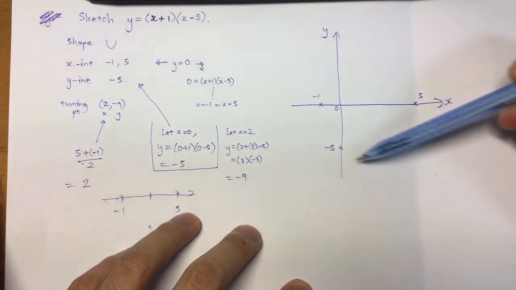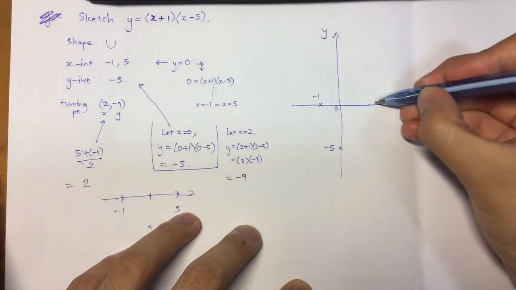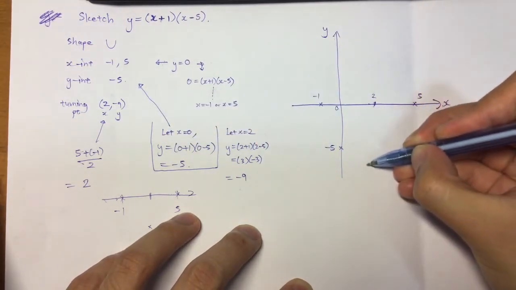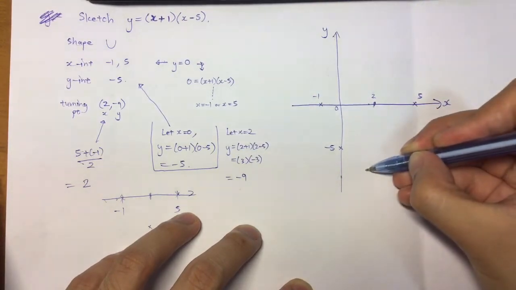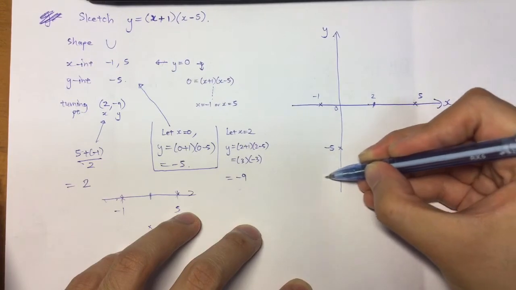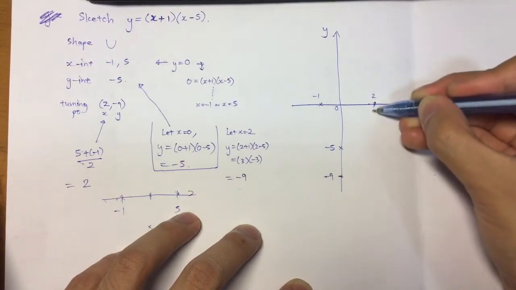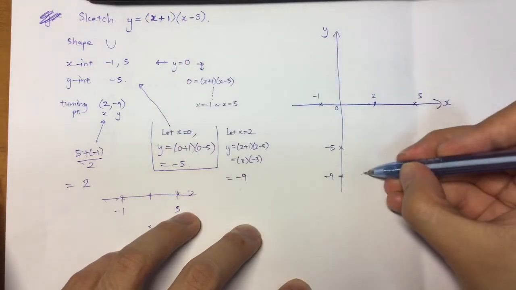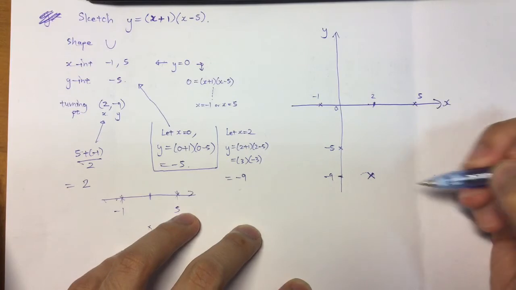So what exactly is this y and x value? Well, the x value has turned out to be 2. We know it's around here. And the y value is negative 9. Let's draw this a bit more. So maybe it's here. Not here, but 2 comma negative 9, the turning point. So over here, 2, negative 9.